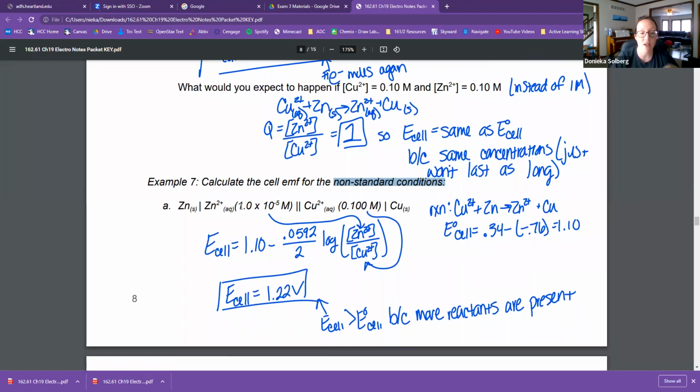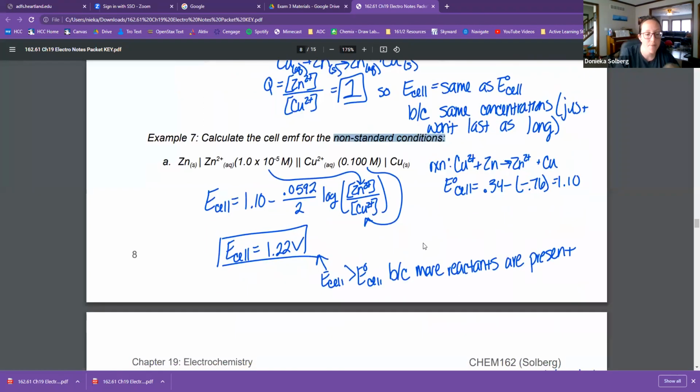And I calculate that the value of this cell is actually higher than the E naught. It's 1.22 volts. Essentially, that's because I have a higher concentration of copper in this instance. So that means it's going to go to the right to balance out, kind of like Le Chatelier's principle. It's going to make more products, so it's going to be a more productive voltage. You can kind of think of it that way.